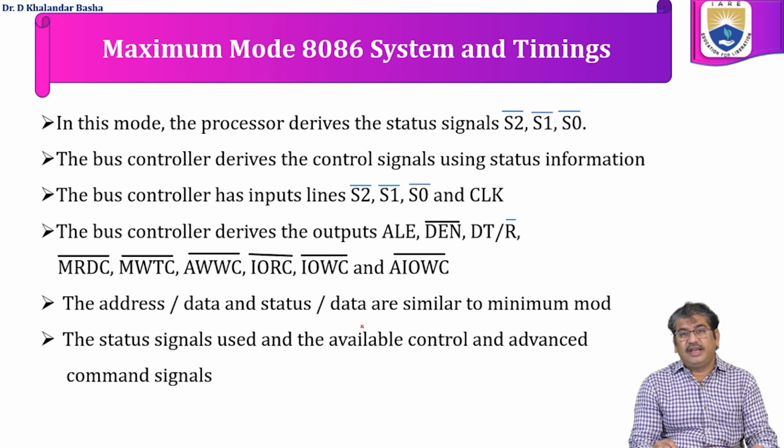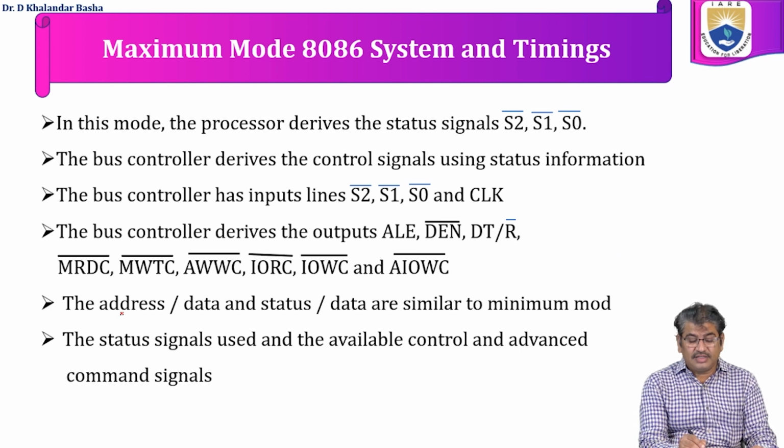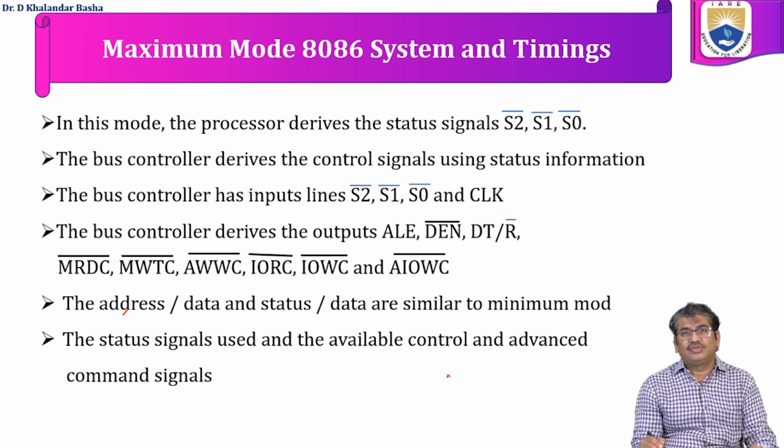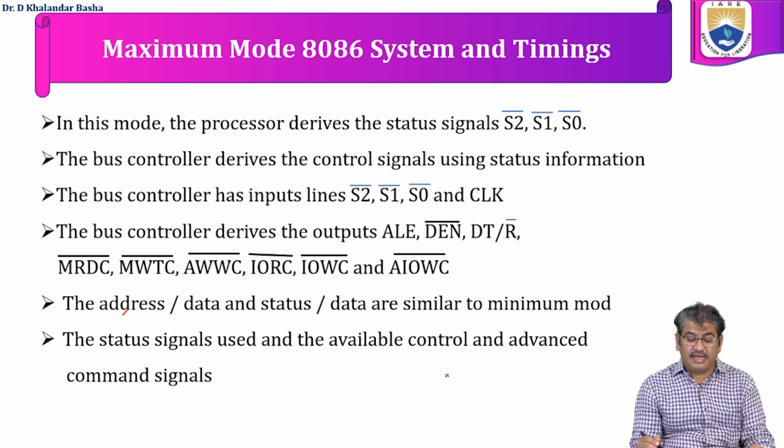The address, data and status lines are similar to minimum mode. When ALE is equal to 1, these lines will provide the address information. When the ALE signal is equal to 0, then these signals will provide the status information or data information. The status signals used and the available control and advanced command signals.